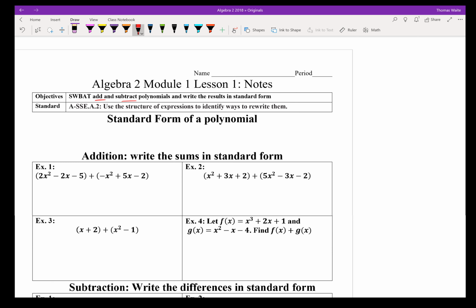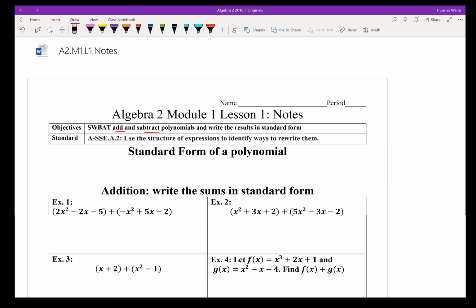Oops, I don't see the answers. And then after you've done this and checked your answers, you should go on and take the quiz associated with this lesson to show that you've mastered it.